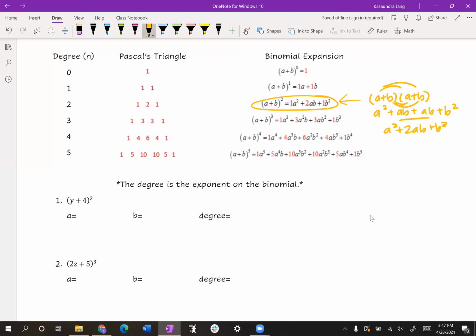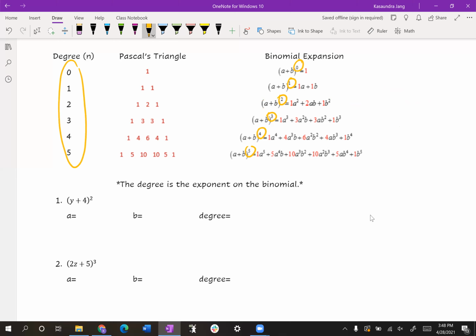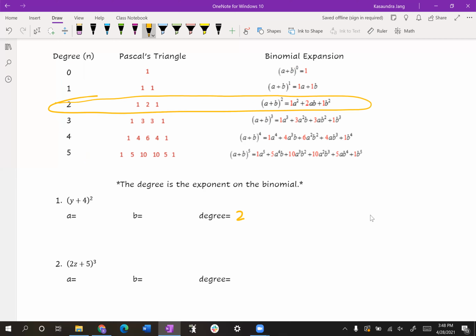But do I really want to distribute every time if I don't have to? I'd rather use the Pascal's triangle. So the exponents here, like how many of the A plus B are all multiplied together, that is telling me the degree. All right, so the degree is the exponent on the binomial. In this case, the exponent on my binomial, the degree, is a 2. So it would have to do with this whole part of Pascal's triangle.